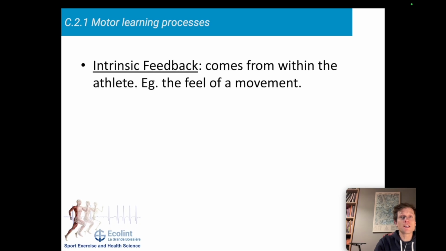We've already talked about intrinsic and extrinsic feedback. So intrinsic feedback comes from within the athlete and is, for example, the feel of a movement. As an example then, if we hit a tennis ball with a tennis racket, we can feel whether we've hit the ball with the sweet spot of the racket based on the vibrations that we can sense coming down the racket and then our arm.